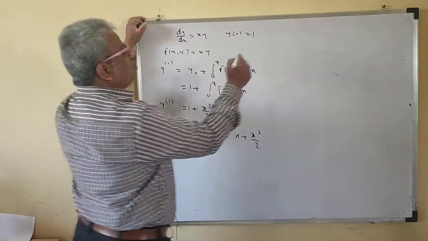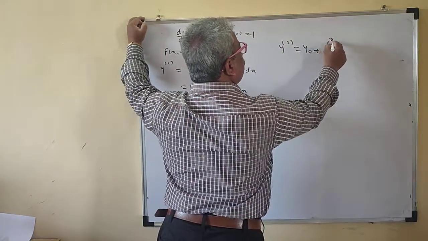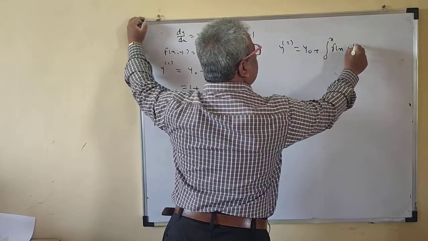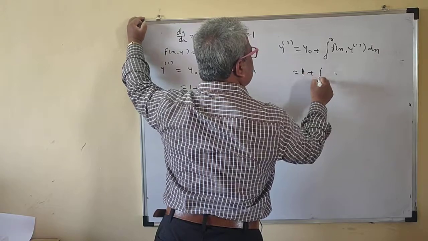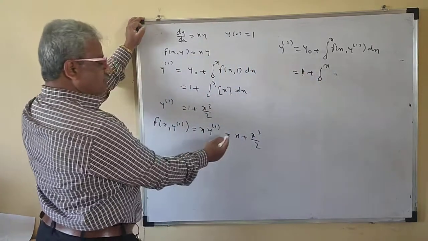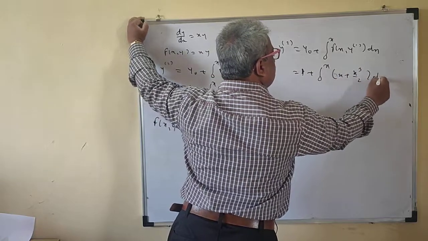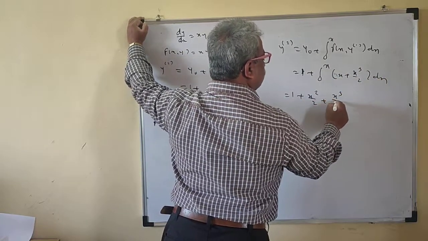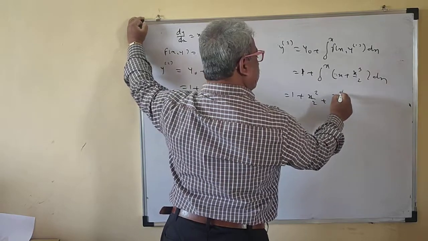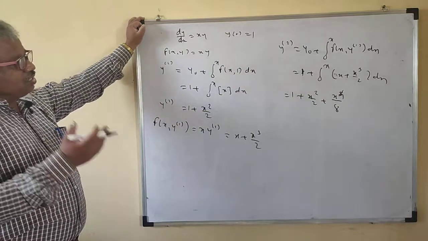If they want y2 also, this y2 is also very easy now. This is y0 plus integration 0 to x f of x, y1 dx. And you have calculated this y1. Just put it here. This is x plus x cube upon 2 dx. Just integrate this. This is x square by 2 plus x cube becomes x to the power 4 upon 8. You have to take care of this one. So this is your y2.